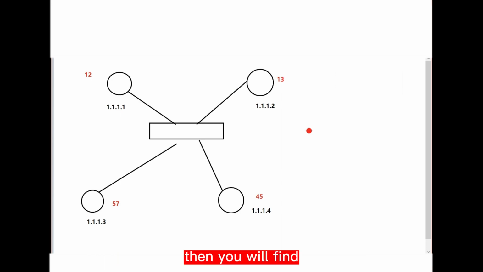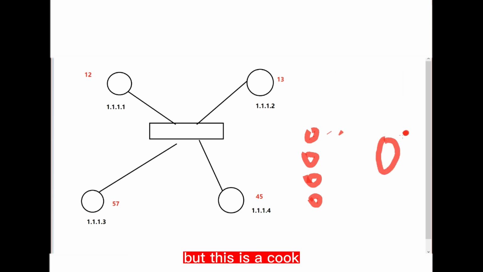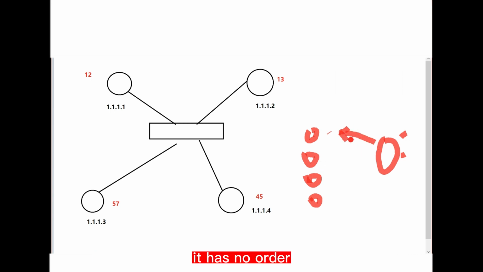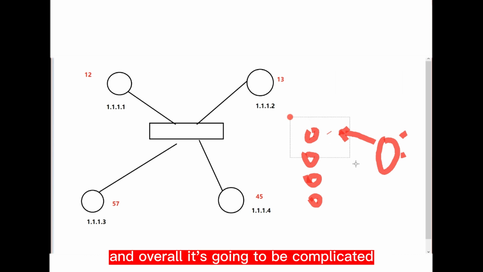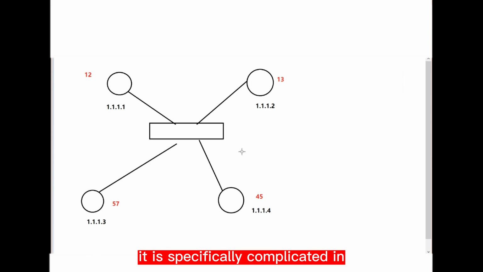Then you will find, it's like you go to a restaurant to order food. Everyone's food taste is different, but there is only one cook. You both tell the cook at the same time, and the dishes you want to eat may be repeated. It has no order, and overall it's going to be complicated. It is specifically complicated in this way.